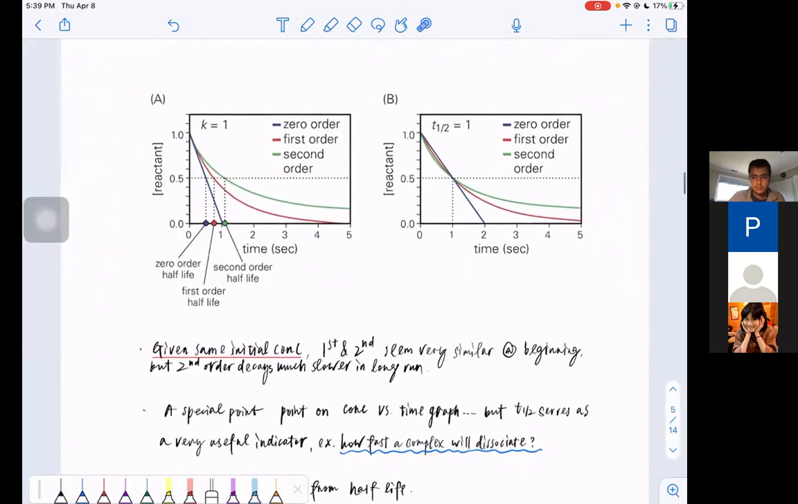Another interesting thing is that if you fix A naught the same, which is easy to do, right? You will see that first order and second order actually behave kind of similar from the beginning, but second order will start to slow down. The decay for second order starts to slow down as the reaction proceeds.